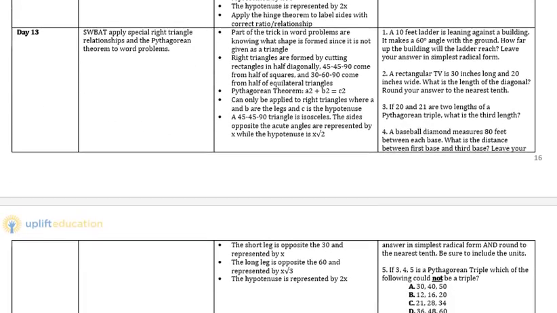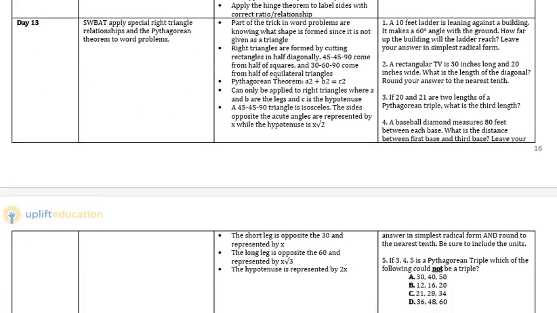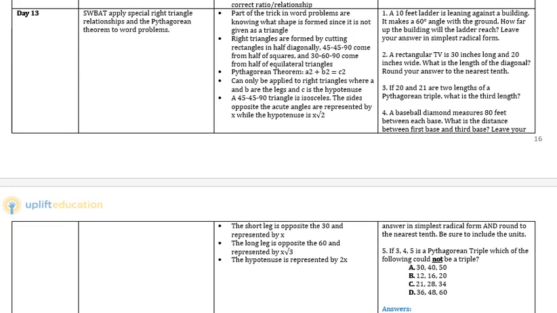Then in day 13, you have special right triangle relationships and Pythagorean theorem, and you're applying them to word problems. You're upping the rigor here in day 13. And so if the scholars aren't ready for that, then maybe you can start day 13 by drawing a picture for them for each of their problems, and then start slowly weaning them off of your help, because these can be difficult. You could also do stations for day 13. I've done stations before for right triangles, and I think that's worked well.